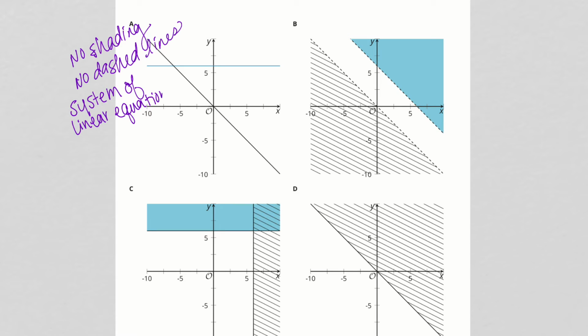How many solutions does this system have? One. There's only one solution, right here, this point where the two lines intersect.